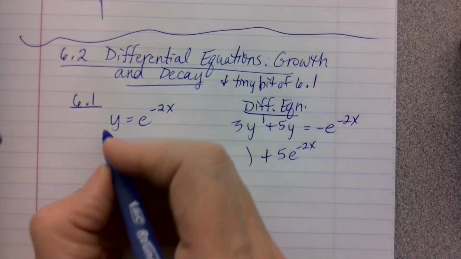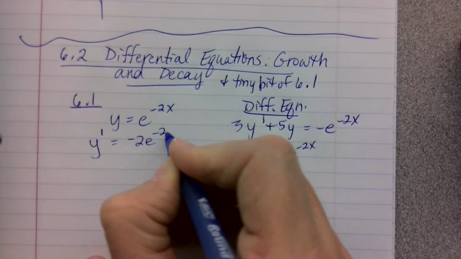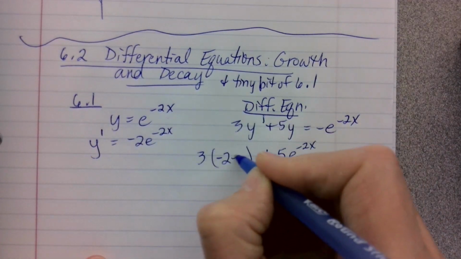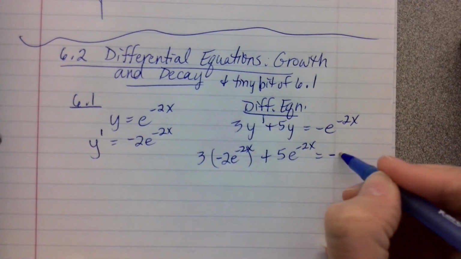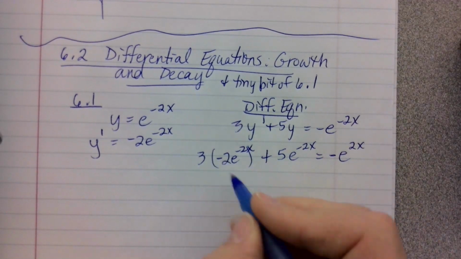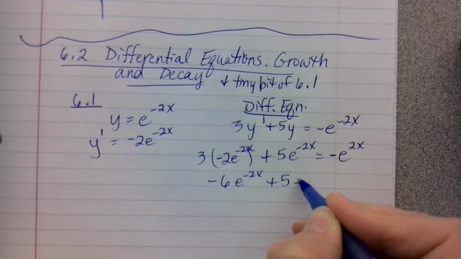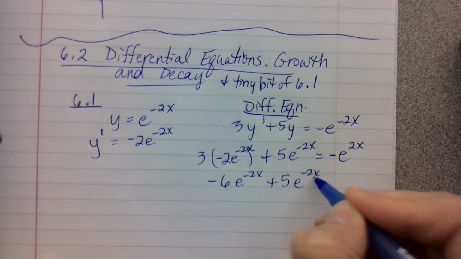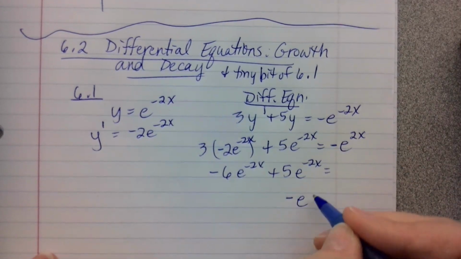What are we going to replace that y prime with? We'll figure out what y prime is. Negative 2e to the negative 2x. And take out an e, and see if they are the same. This is a negative 6e to the negative 2x plus 5. It works out. Negative 6 plus 5 is negative 1.